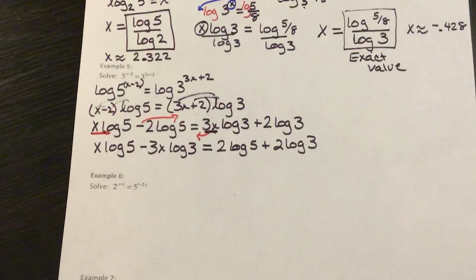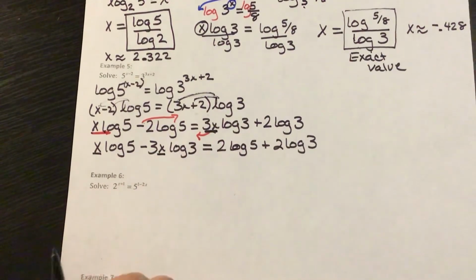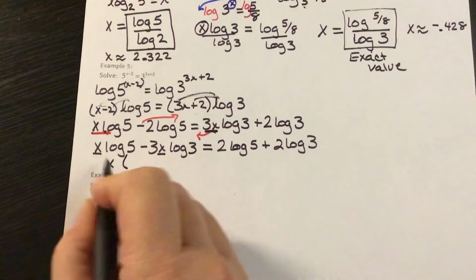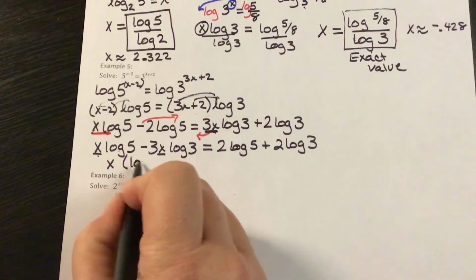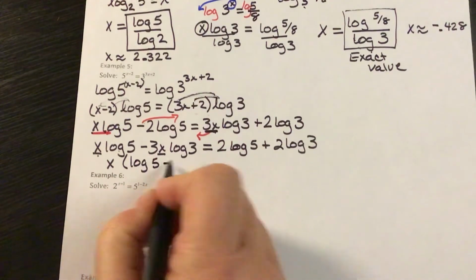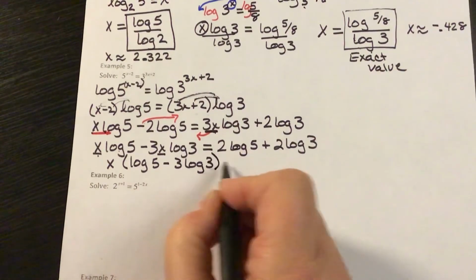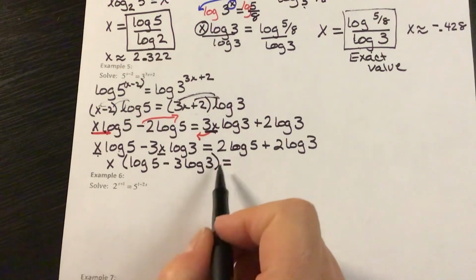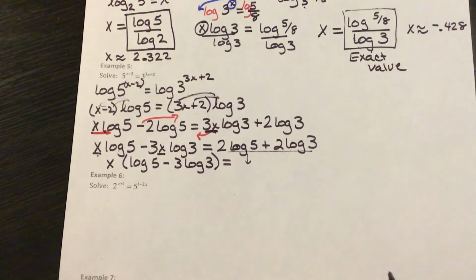All right, so again, I want to solve for x. So I have an x in each of these parts, so I'll factor out an x. When I factor out an x, I'm going to multiply that by log 5 minus 3 log 3. So this now equals this whole side. I'm going to write this here.